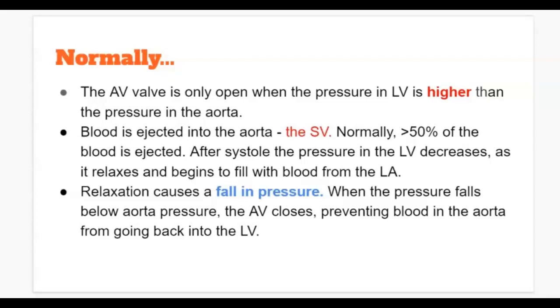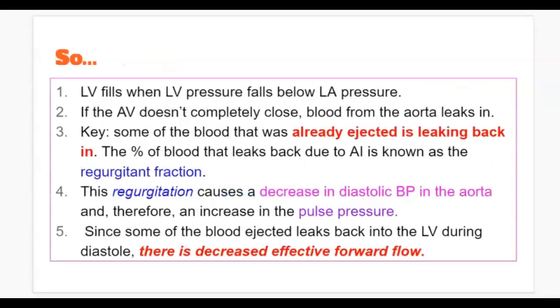So after systole, after ejection, the pressure in the LV decreases, and as it relaxes, it begins to fill with blood from the LA. And relaxation causes a fall in pressure. That's why the mitral valve opens and starts filling blood through the LA. When the pressure falls below aortic pressure, the aortic valve closes, preventing blood in the aorta from going back into the LV. So that's how it's supposed to happen. So the LV fills when LV pressure falls below LA pressure.